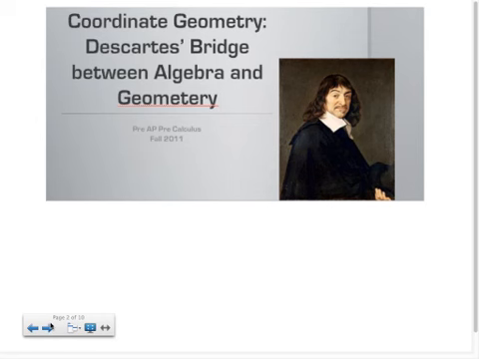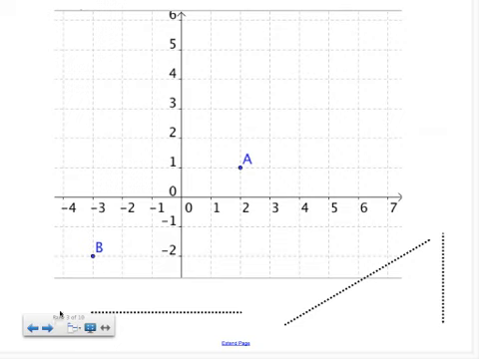So the legend has it that this man here, Rene Descartes, was laying in bed one night and he observed a spider or some kind of insect walking across his ceiling, and it just dawned on him that he could define points in the plane by their distances vertically and horizontally from a given point. And from there was born our system of coordinate geometry, which is a huge aid in connecting algebra and geometry.